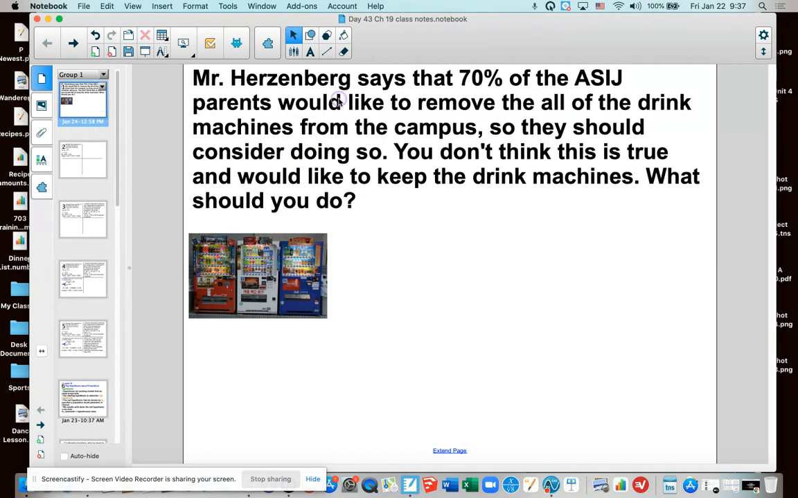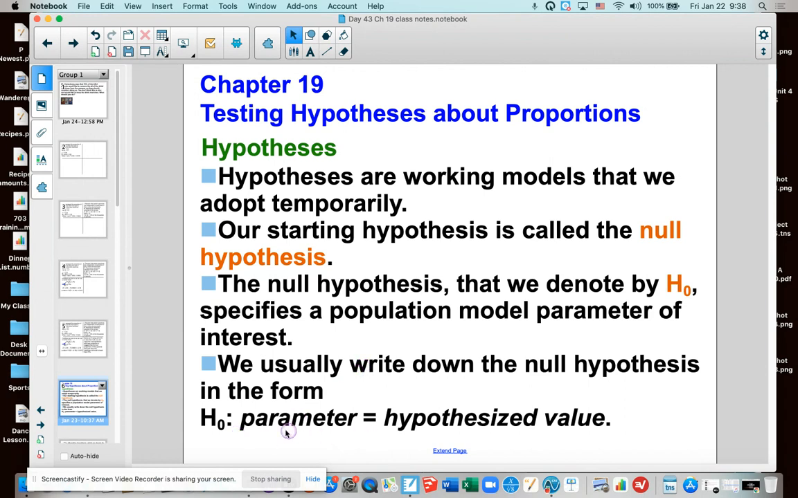Same thing here. We're not going to call Mr. Herzenberg a liar ever, but we will assume that he's true to begin with, and we're going to use our statistics to try to disprove him. So we're going to assume this 70% is the actual truth, and then work from there. Okay, so that's why it says it's a parameter. So it's the hypothesized value.